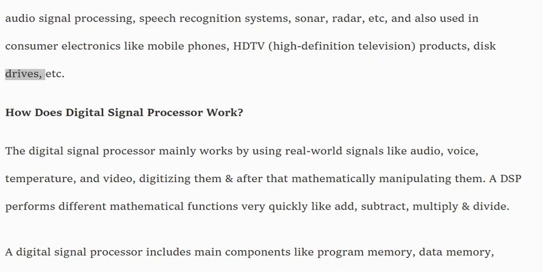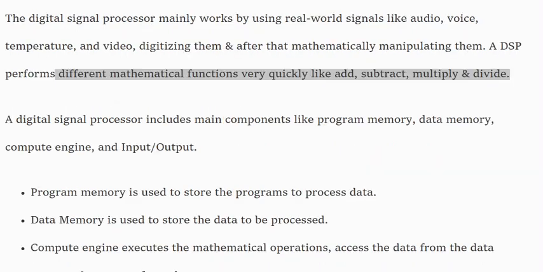How does a digital signal processor work? The digital signal processor mainly works by using real-world signals like audio, voice, temperature, and video, digitizing them, and after that mathematically manipulating them. A DSP performs different mathematical functions very quickly, like add, subtract, multiply and divide.